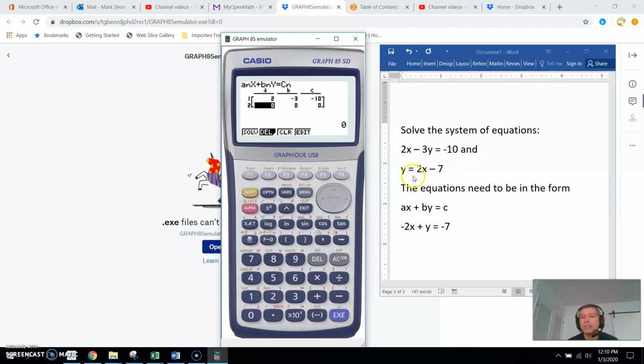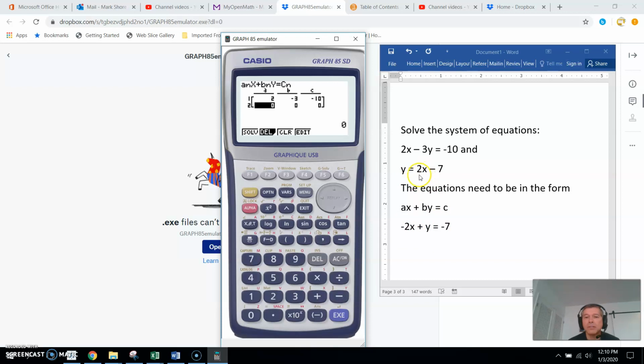Now my second equation is y equals 2x minus 7. This equation is not in the right format, so I have to move the 2x to the other side. In other words, I need to subtract 2x from both sides, and when I do that, that will eliminate the 2x on the right-hand side and give me a negative 2x on the left-hand side of the equal sign. So this equation becomes negative 2x plus y equals negative 7.